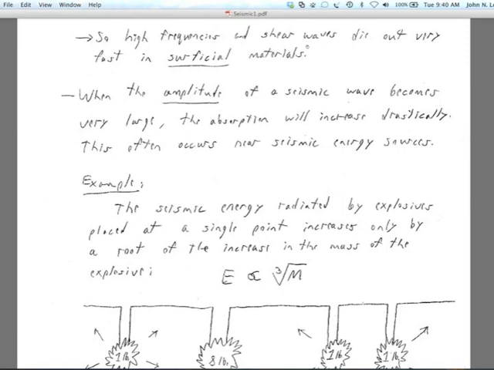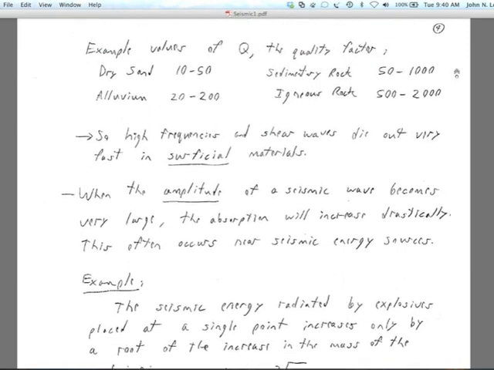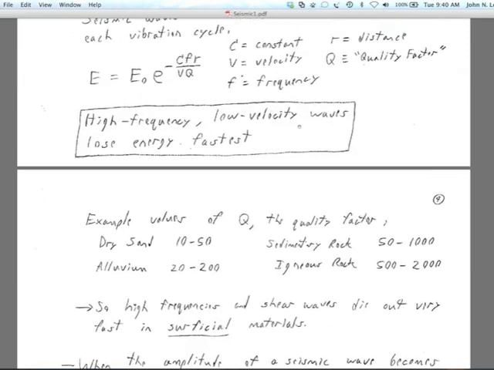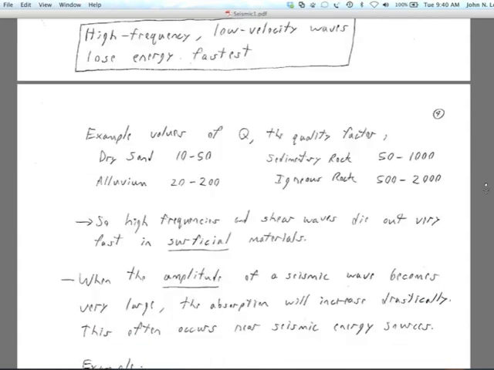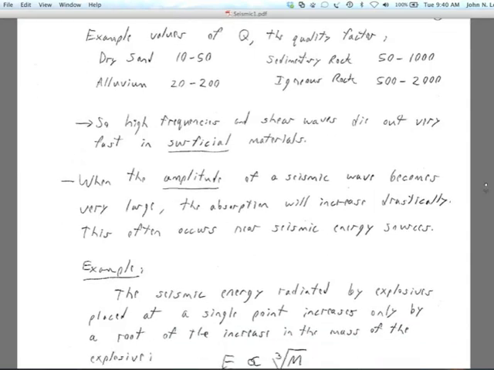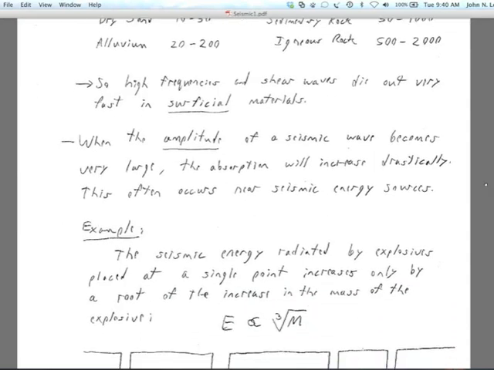So high frequencies and shear waves die out very fast in superficial materials. Now, why do shear waves die out very fast? Remember, the shear wave velocity is lower than the P wave velocity. So again, you use the right velocity for the kind of wave you're looking at, and taking the velocity lower gives you less energy retained. So high resolution shear wave experiments are also quite difficult.